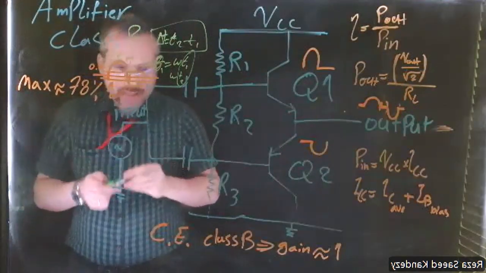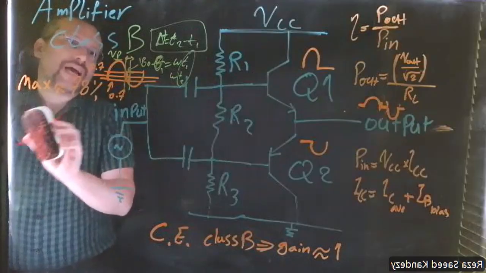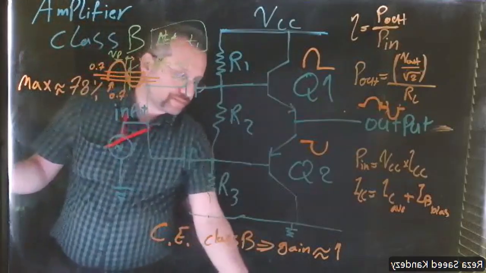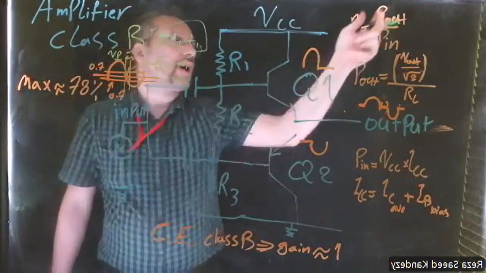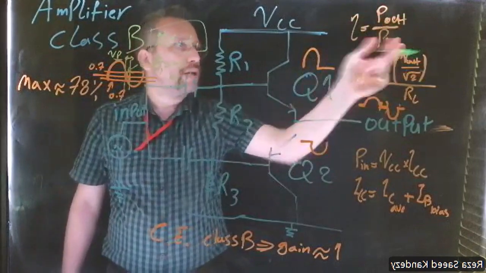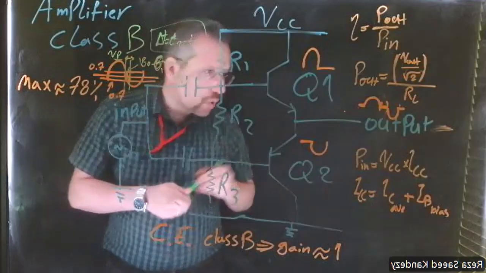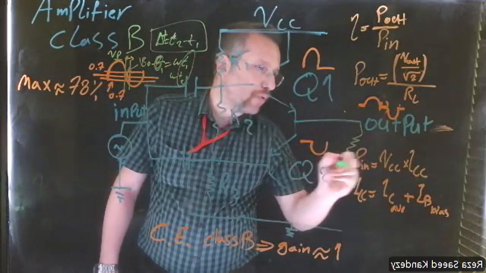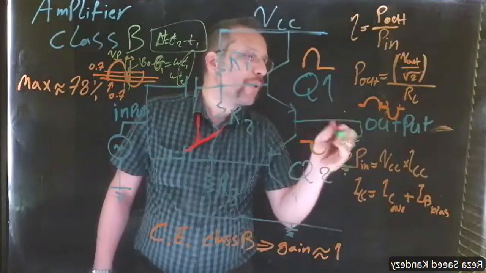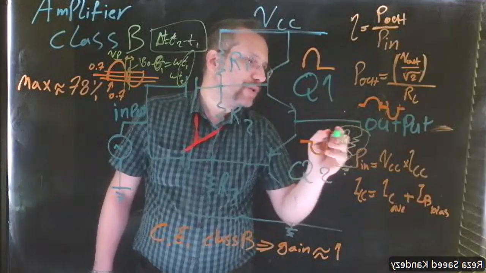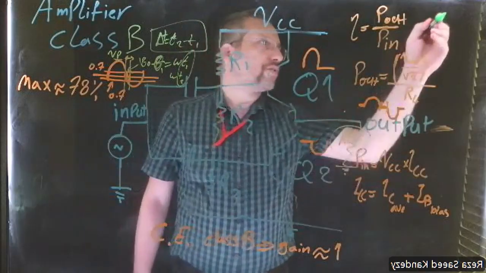Now, another aspect that is very important in the Class B amplifier is the efficiency. We define the efficiency as the output power divided by the input power. But what is the output power? Output power is what we get at the output over the load. So we have a load, and whatever power we have here means the voltage against the load times the current, so P out.